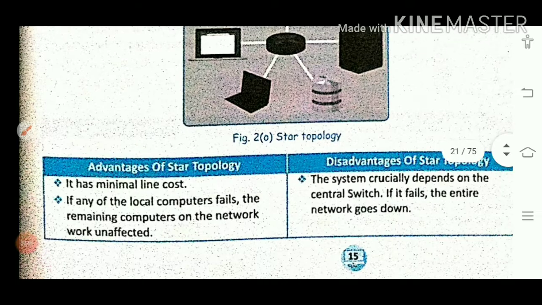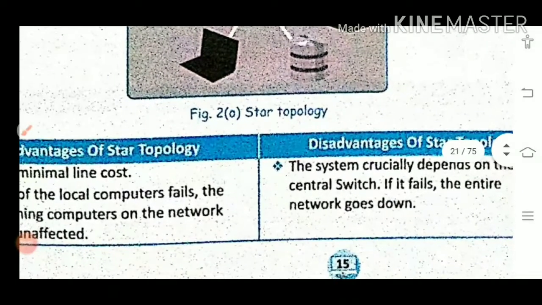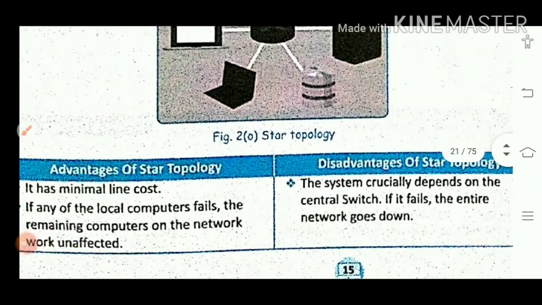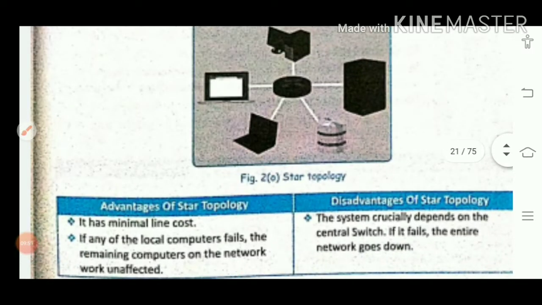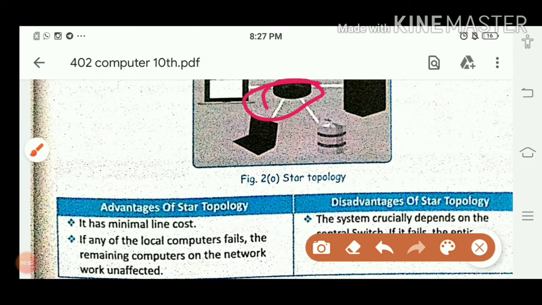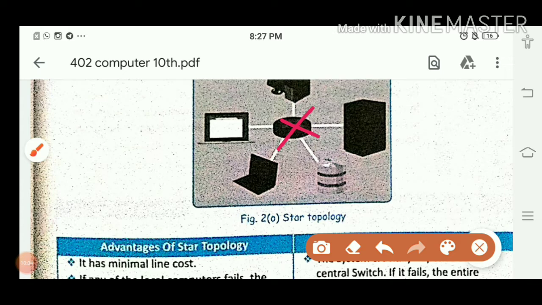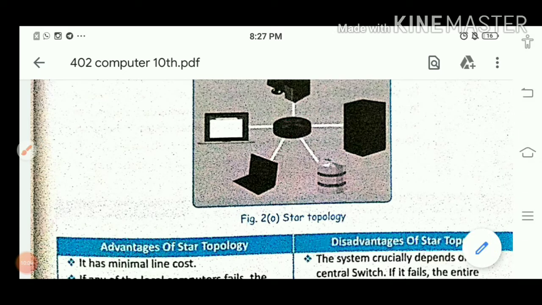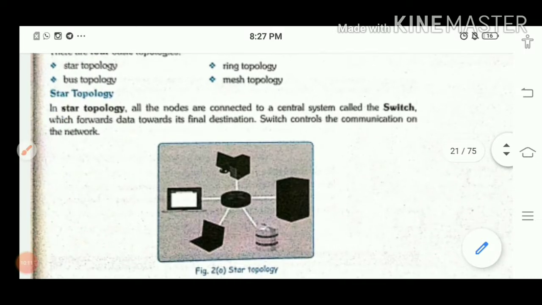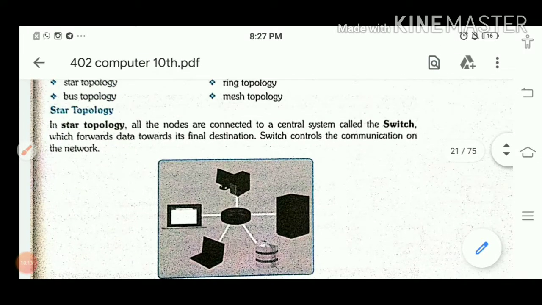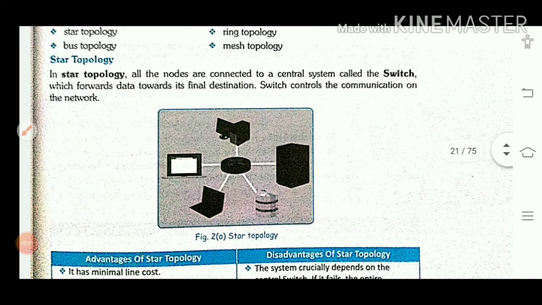The disadvantage is that the system crucially depends on the central switch. If it fails, the entire network goes down. This complete system depends on this switch. If this one does not work, then the entire system is not able to share information. So what is star topology? Star topology is where all the nodes are arranged in the form of a star, and in this we use one central device, the switch.